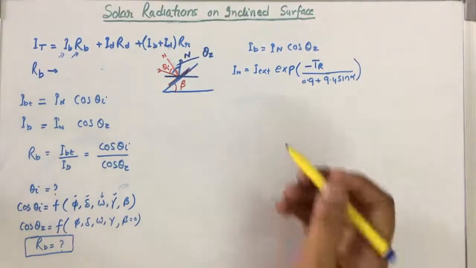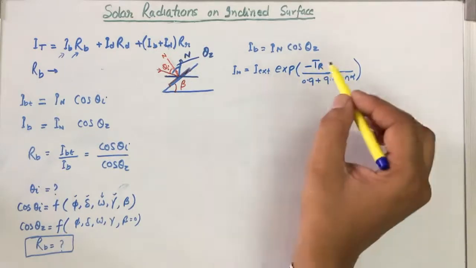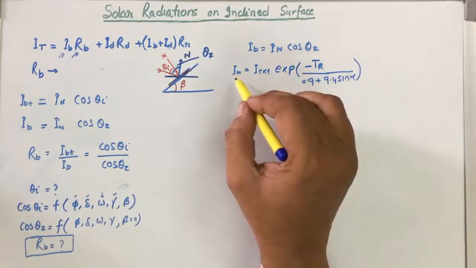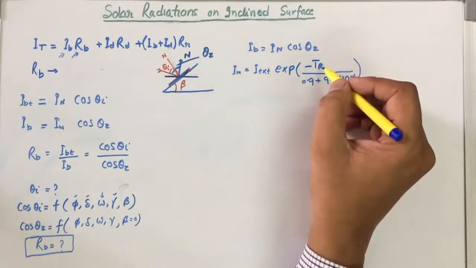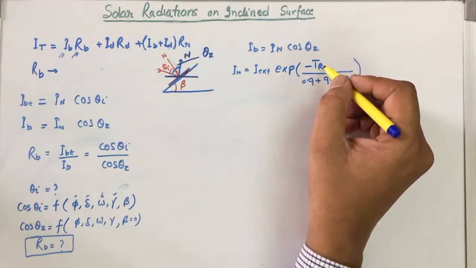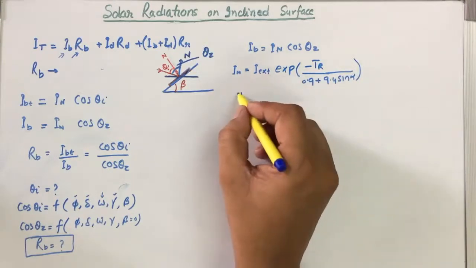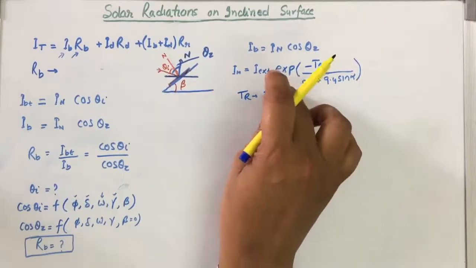Okay. In this way, this term and this term should be known to find IN. Leave it for a while. Come to TR. It is termed as turbidity factor that will be provided to you in the problem for any condition. TR is the turbidity factor.